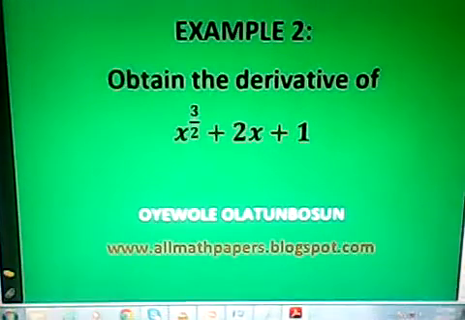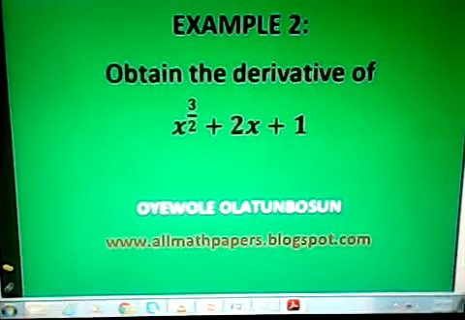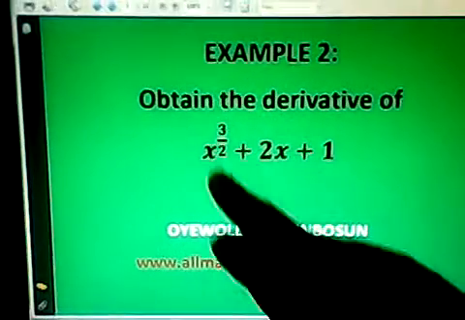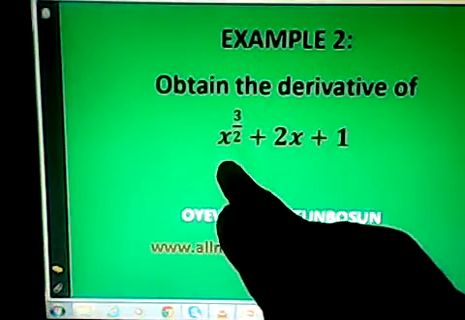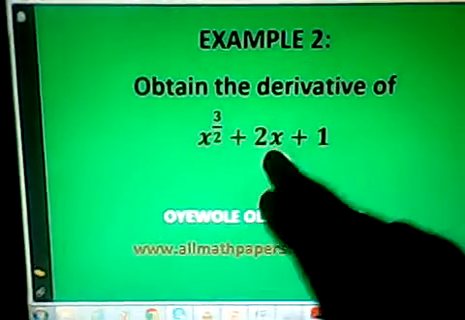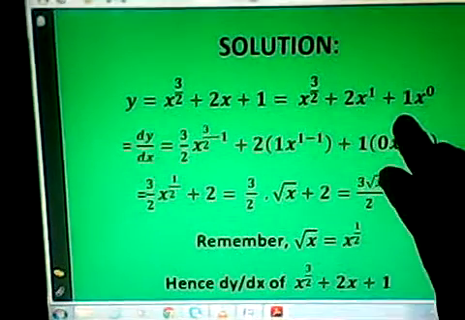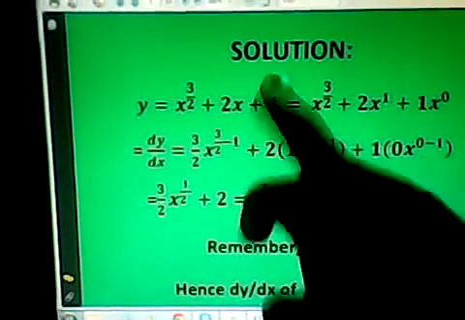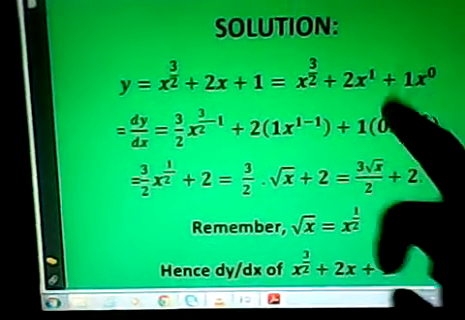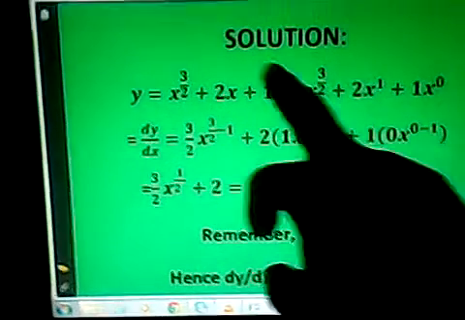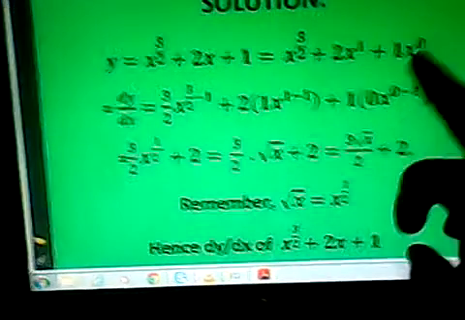Right, we have to obtain the derivative of x raised to the power 3 over 2 plus 2x plus 1. Now here you can see that it's a little bit different from what we did previously. The power of x here is a fraction. Then we have a linear function and a constant. Now to differentiate that, we have to rewrite everything so that the constant term will change to 1x raised to the power 0. We know from the previous knowledge that the derivative of 1 would be 0.